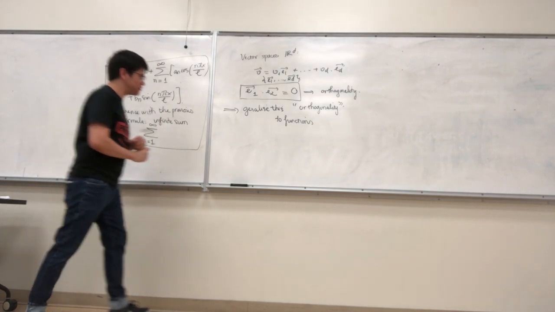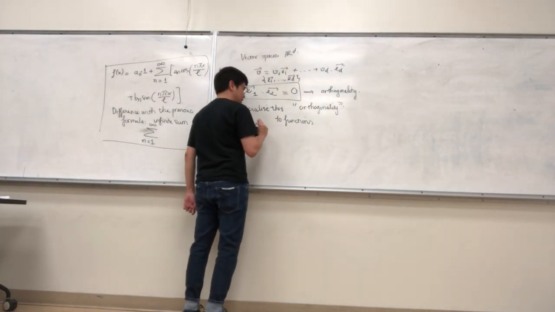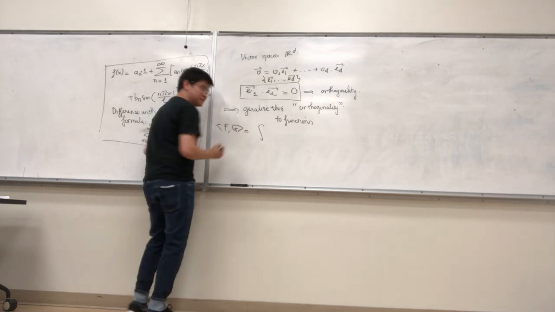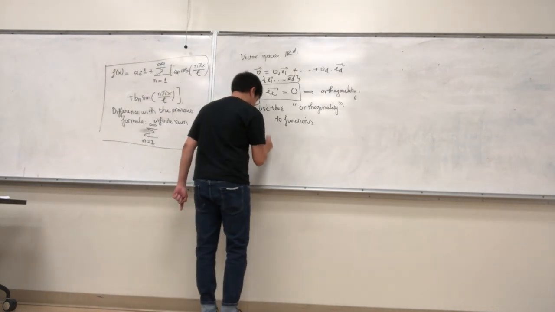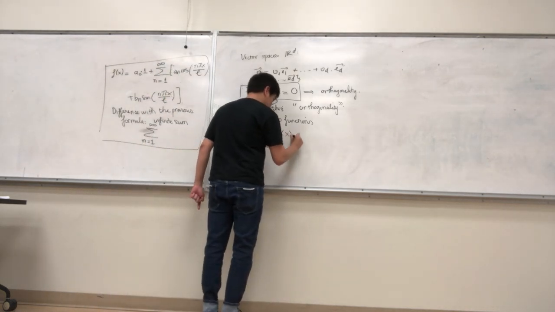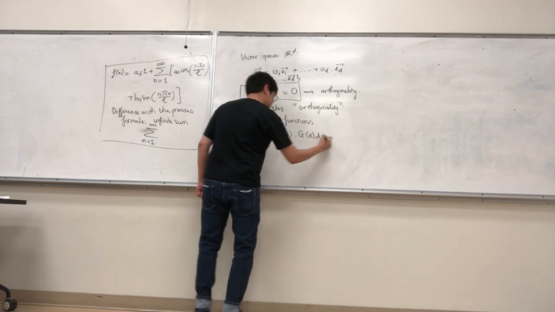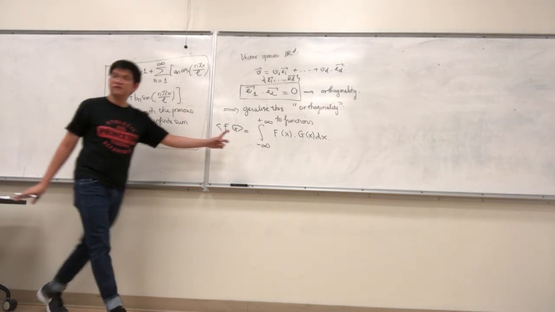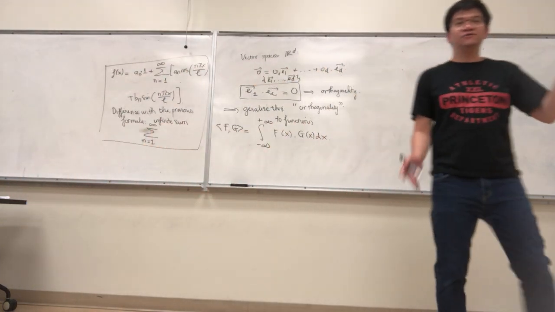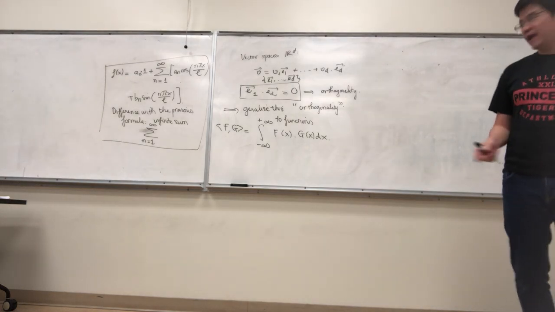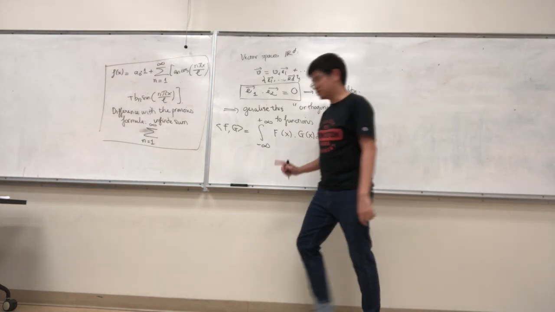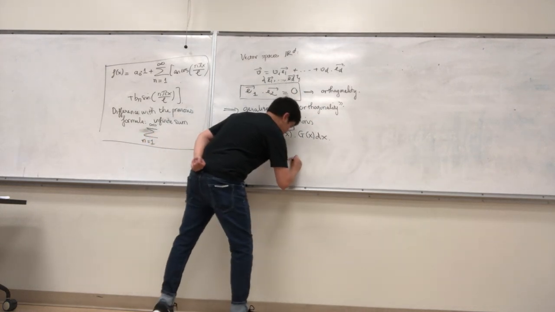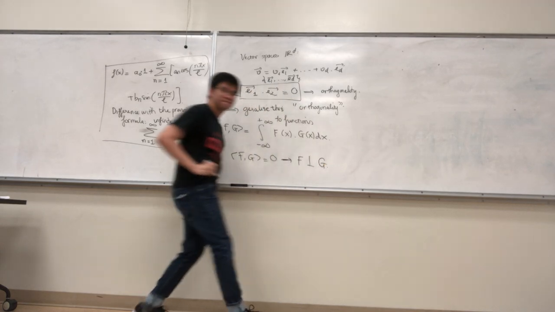For function space, orthogonality means the following. You have to define the inner product of a function f and a function g, which is the integral of f and g. So for a function space, orthogonality means that you take the product of the two functions, you integrate, and this is the inner product. If the inner product of f and g is zero, we say that f is orthogonal to g.